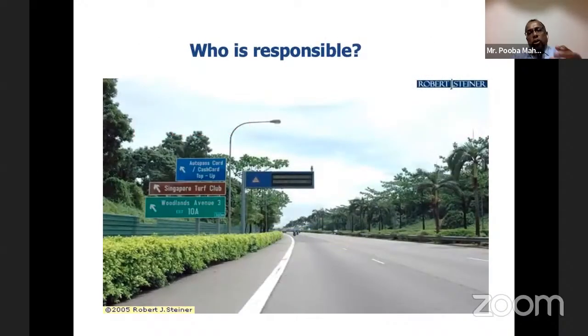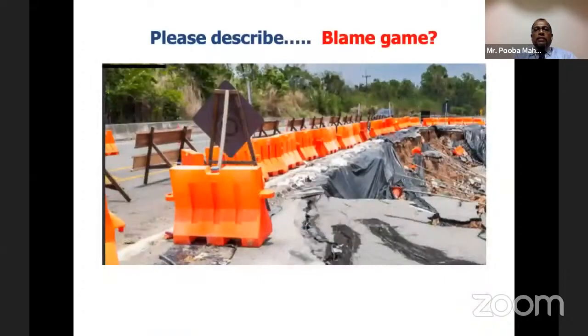So this is a completed highway in Singapore. Everything is nice and beautiful. So if something happens, who's going to be blamed? Can you blame the contractor? Can you blame the consultant? Can you blame the car owner? So there are many parties to blame.